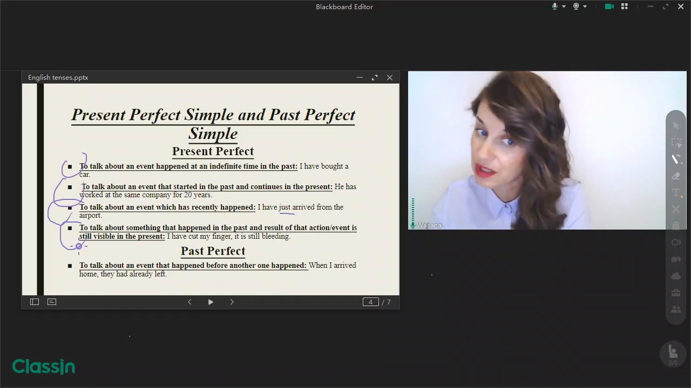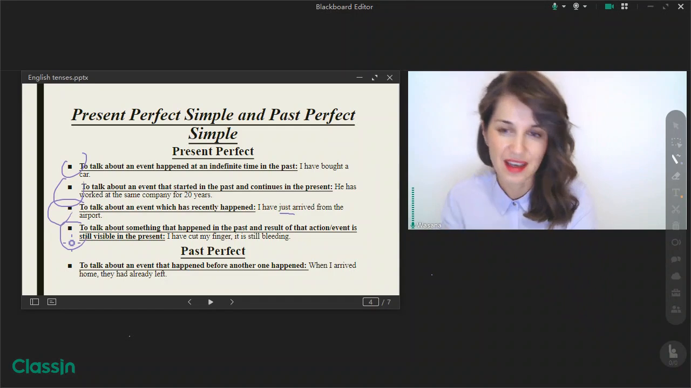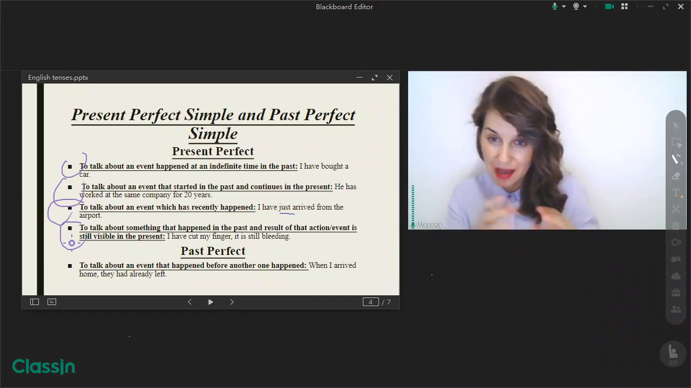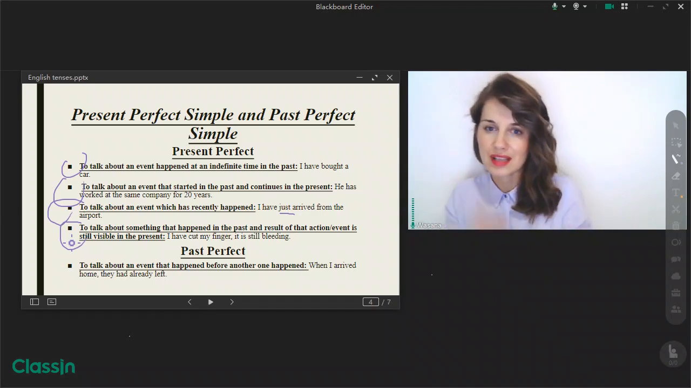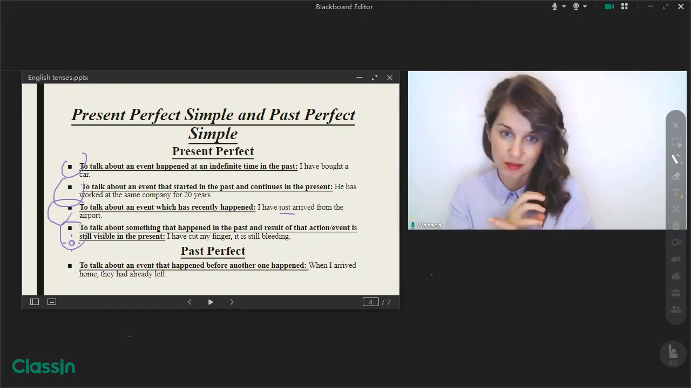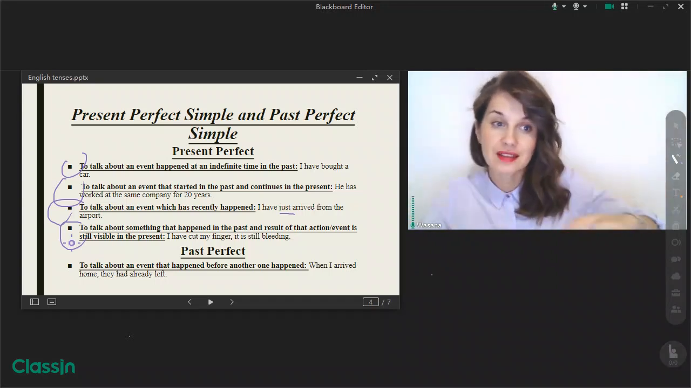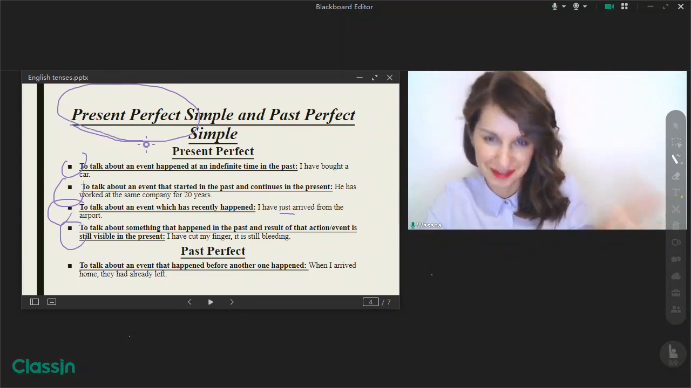I have cut my finger, still bleeding. It's clear. At least I think so. Present perfect simple is used when we want to say that some past action, some past activity still has some kind of result or some impact on the present moment. Past and present are connected in English language by present perfect tense.